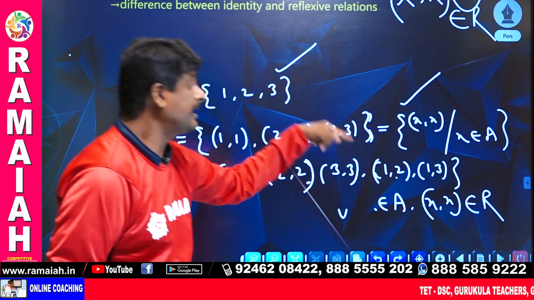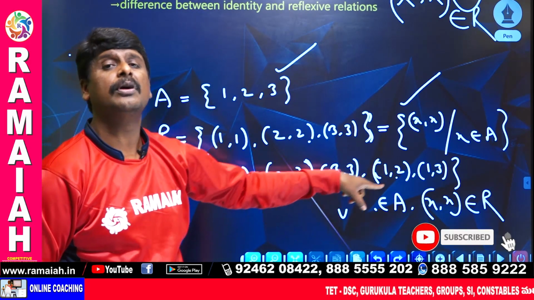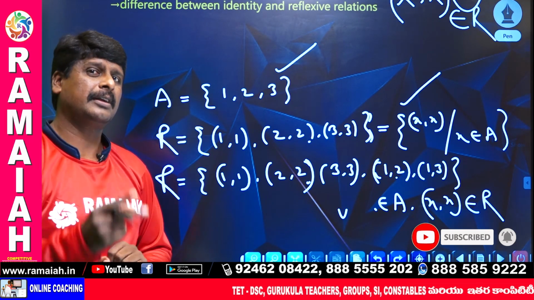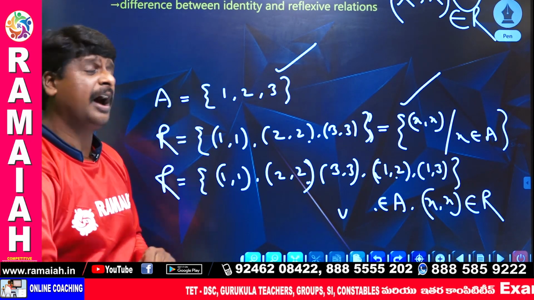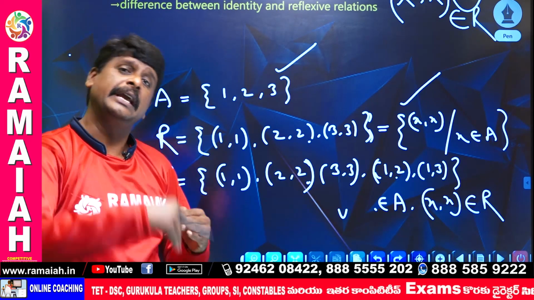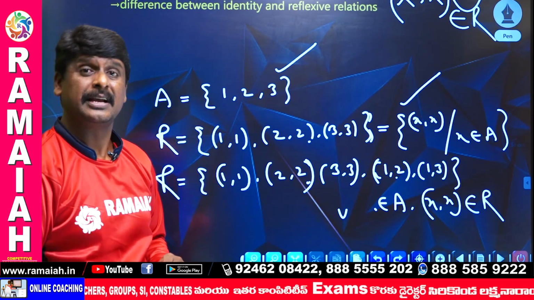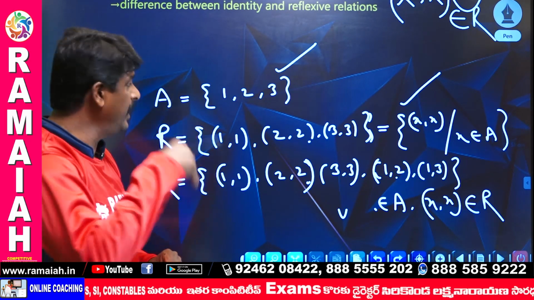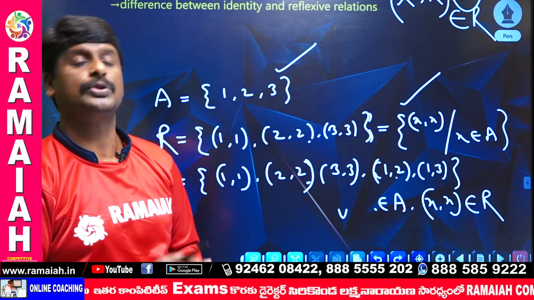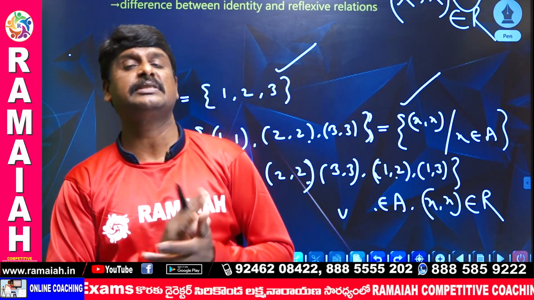Reflexive relation cannot be identity whenever (1,2) is present; it is reflexive, not an identity. Reflexive means it contains at least 3 elements. They are (1,1), (2,2), (3,3). Along with them, any number of elements may be present. Okay? But identity means exactly 3 elements: (1,1), (2,2), (3,3) only. So this is the main difference between identity and reflexive relations.